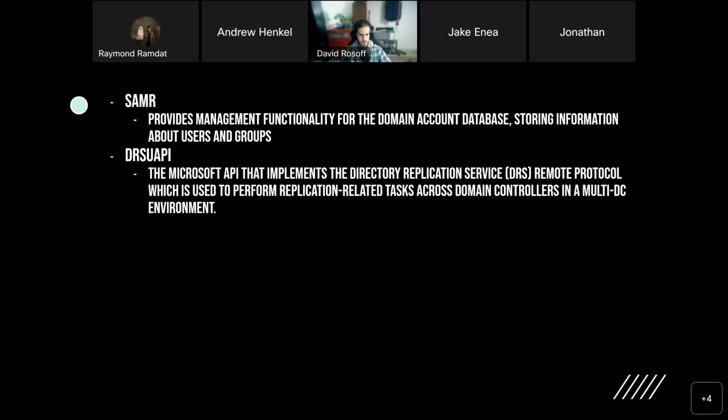The third one is SAMR, or Remote SAM. This provides management functionality for the domain account database, and it stores information about users and groups. The SAMR protocol is particularly interesting to attackers or pen testers because it can be used to perform recon about the internal domain using tools such as Bloodhound, which are really cool, and you should also research if you're interested in attacking Active Directory.